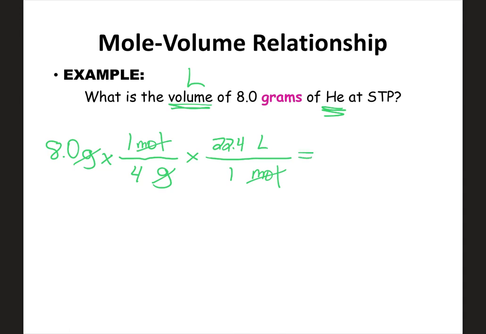So now you just need to do the math here and watch your sig figs. We only want 2 sig figs in this one. Okay, so when you plug and chug, it should come out to be 45 liters. All right, that's correct sig figs and unit. This one involved an extra step because you can't go directly from grams to liters. You can't do that, just like you can't go directly from grams to atoms. Okay, so you have to go by way of the mole.